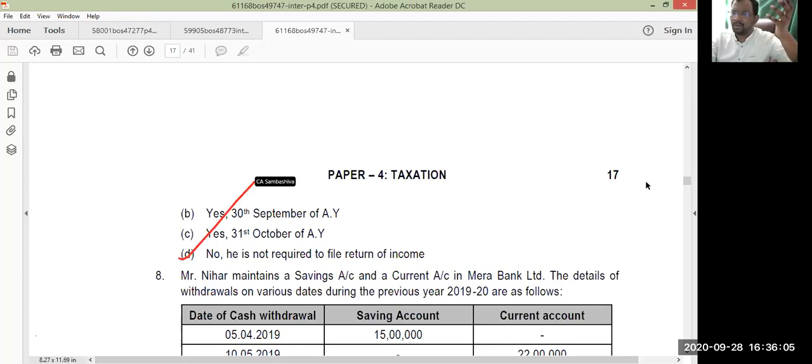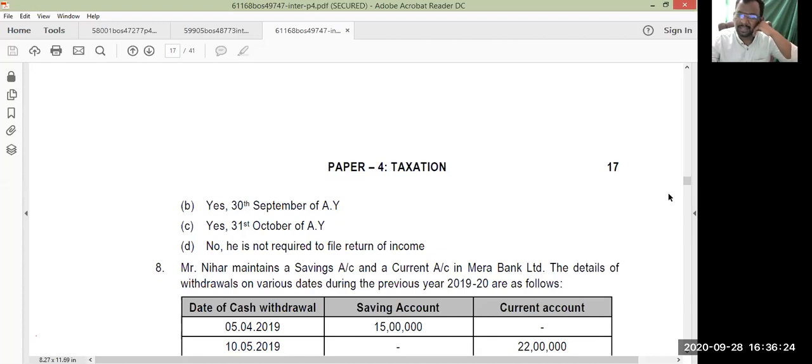As his gross total income did not exceed the basic exemption limit, and the foreign tour expenses also did not exceed 2 lakhs rupees. And of course, even that expenses were incurred not for himself, but for his son regarding a study tour in Europe. So he is not required to file the return of income.